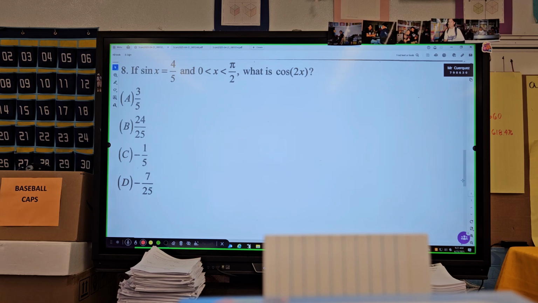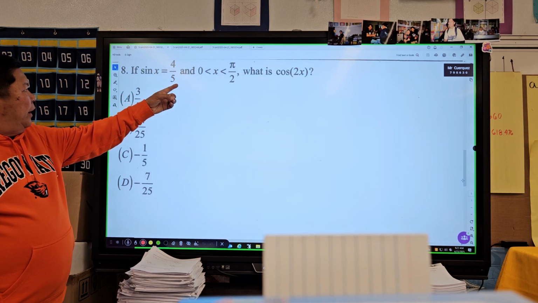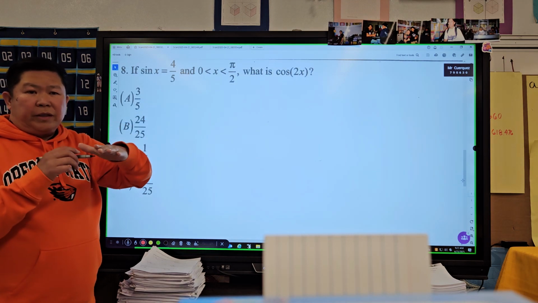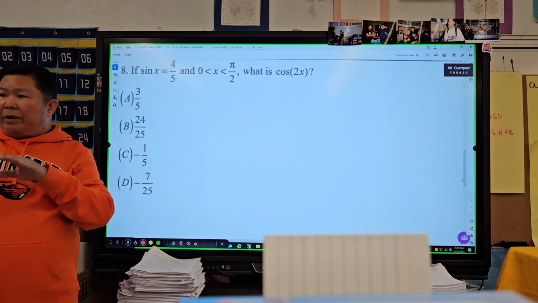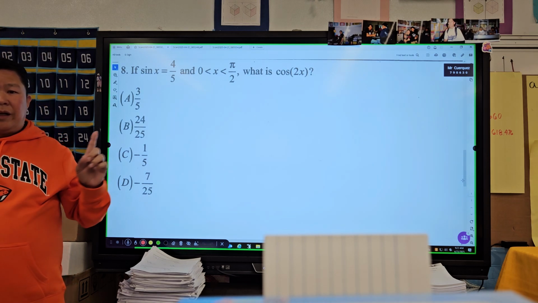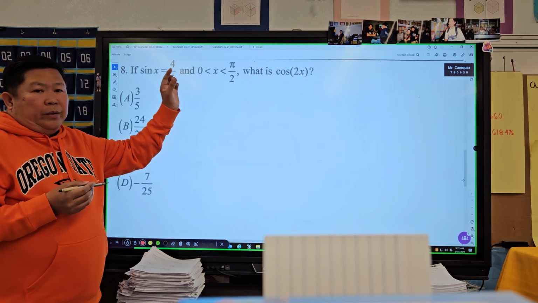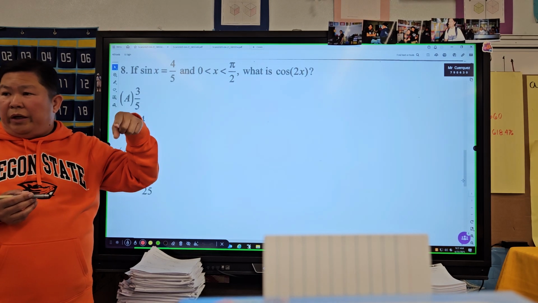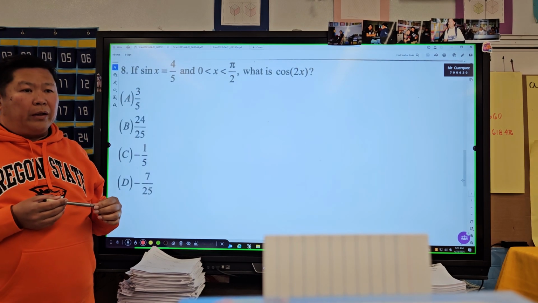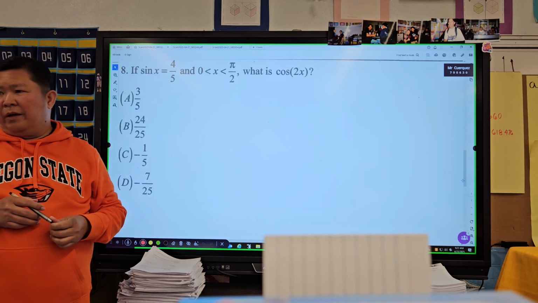Okay, if sine x is equal to 4 over 5 and x is in between 0 to pi over 2, that means in terms of degrees, it's coming from 0 degrees up to 90 degrees. Therefore, the angle is between 0 degrees up to 90 degrees, or pi over 2. And what is cosine 2x?